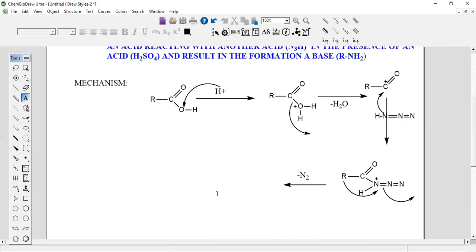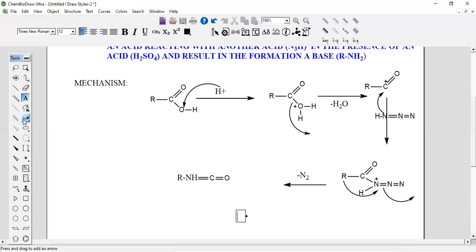Now what happens? You see, there will be a bond, and this is going to be the NH, with a double bond, and here it is going to be the C, and another double bond, like this. See what happened during this course: an isocyanate is formed.